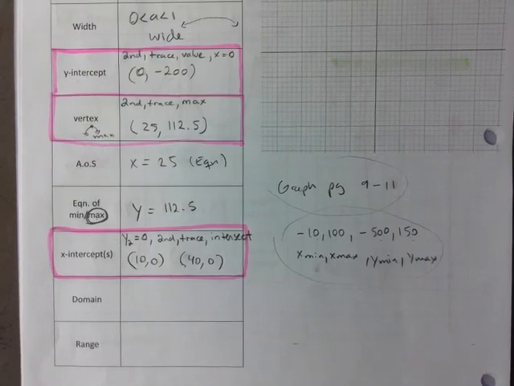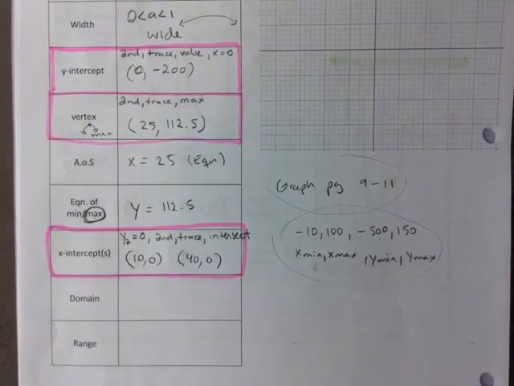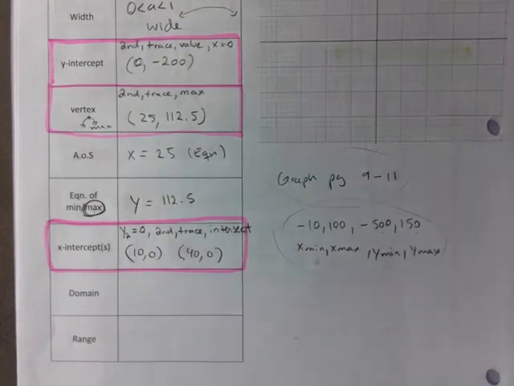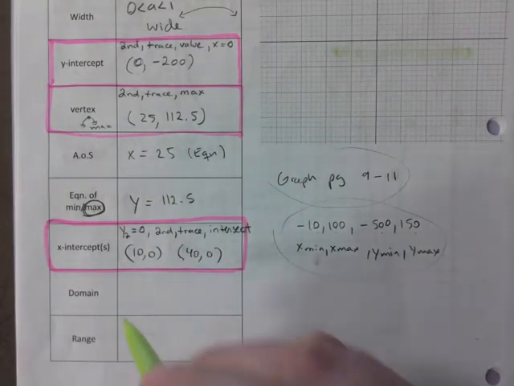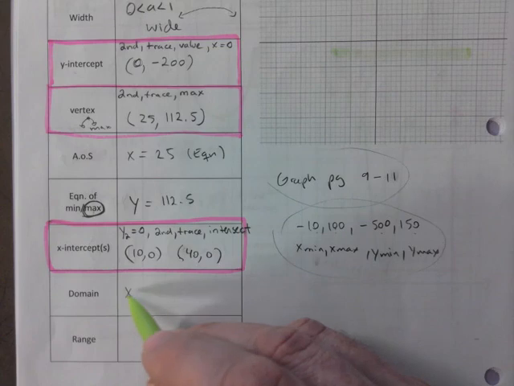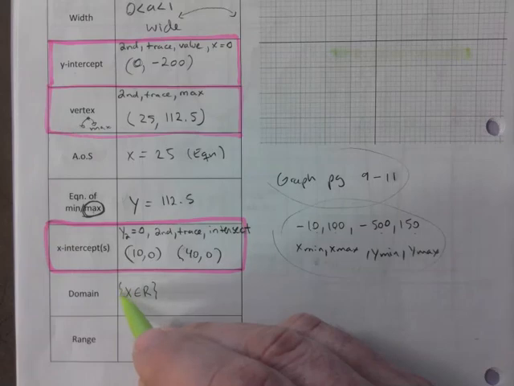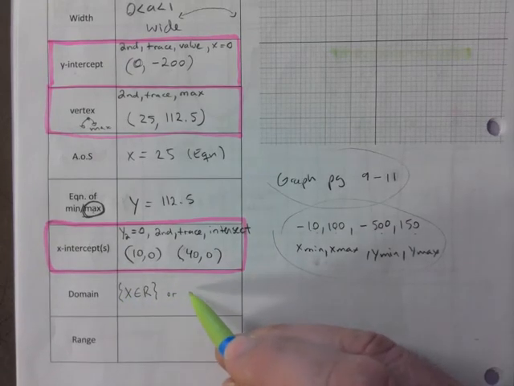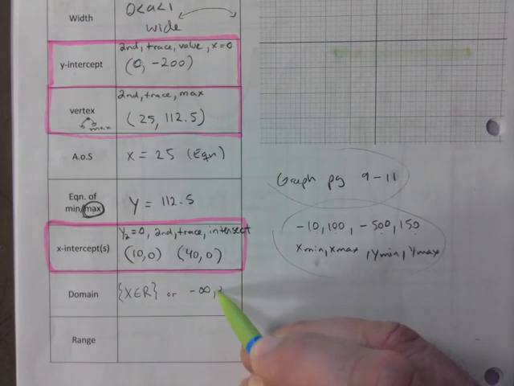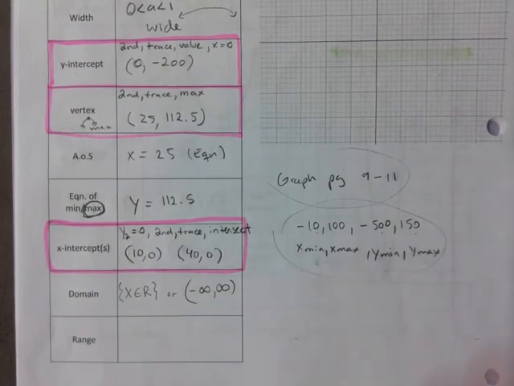How about we do the domain and range as well, and then we basically have all the characteristics of this graph. The domain is easy. It's just x is part of all real numbers, or you could go negative infinity to positive infinity. What about the range?